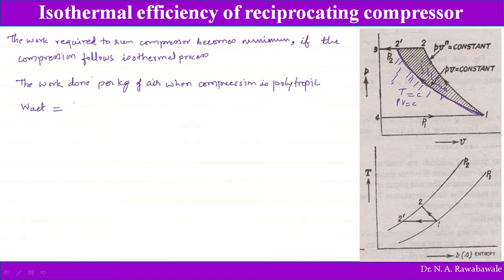W actual is equal to N divided by N minus 1 RT1 in bracket, P2 divided by P1 to the power of N minus 1 divided by N, minus 1. This is Newton meter per cycle. Now, the work done per kg of compression if the process is isothermal.